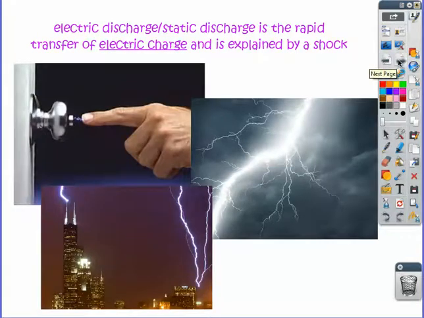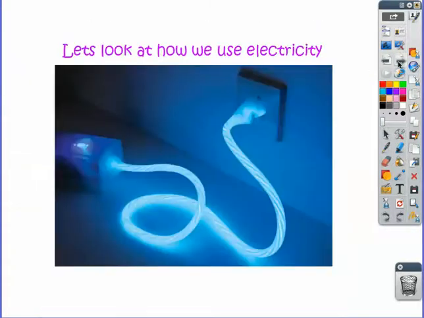Now, when electricity builds up in an object, I've used this term discharge, static discharge, or electric discharge. This is just a very rapid release of electrical buildup from one object to another. This is what happens when you go to touch the doorknob and get that shock after you've been walking around in your socks. Lightning strikes are other examples of static discharge.